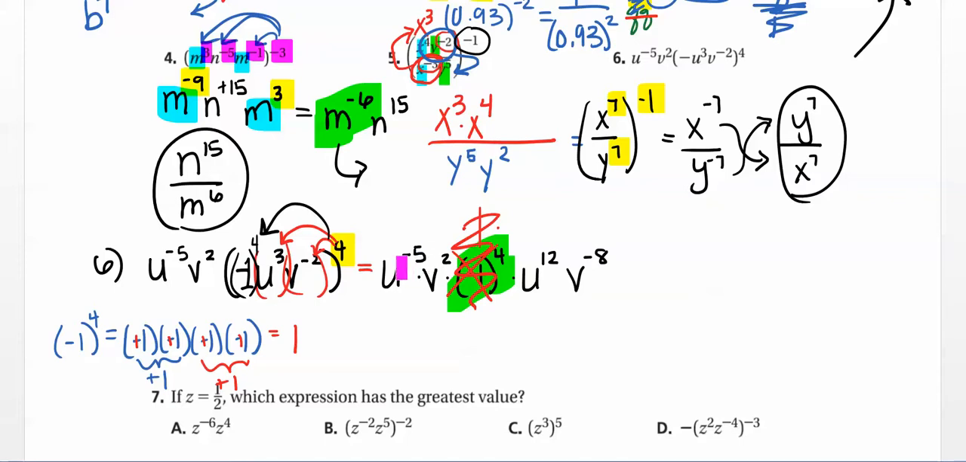Okay, let's look at the u's. We have u to the -5th and u to the 12th. We are going to turn that into u to the 7th by adding, because we're multiplying these together.